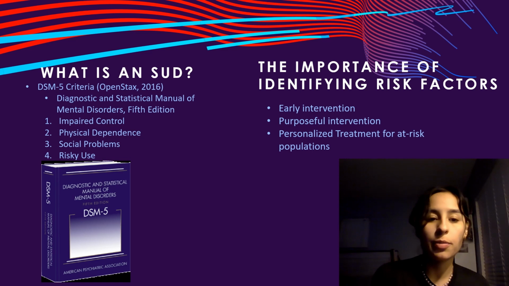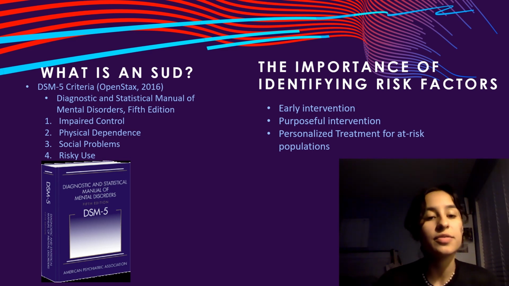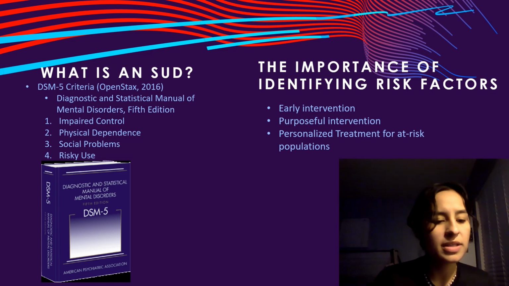All right, now that we went over the purpose, let's go over what exactly classifies a substance use disorder. Psychologists use the Diagnostic Statistical Manual of Mental Disorders, or the DSM-5 criteria, to classify substance use disorders, which basically means that they look at these four criteria.